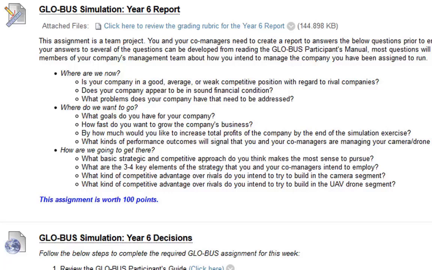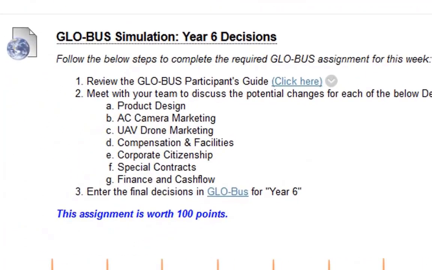And then, of course, I only need one team member from each team to submit it within the Global Simulation Year 6 report link. And then last but not least, we have the Global Simulation Year 6 decisions, which hopefully by now everyone's well aware how to accomplish this. Make sure you're working with your teams. I've had a lot of great questions via email and telephone and Adobe Connect sessions, so keep that up. Don't hesitate to reach out.